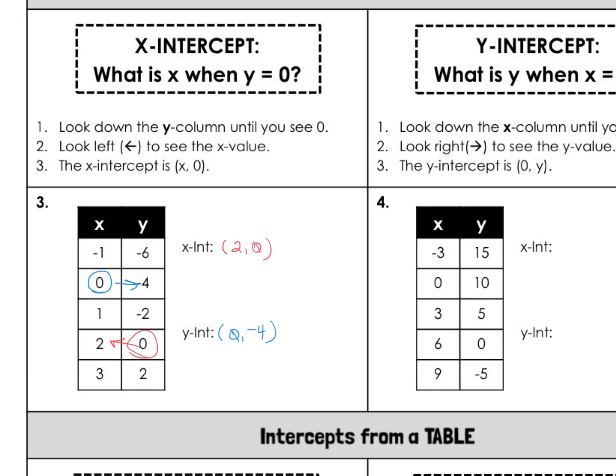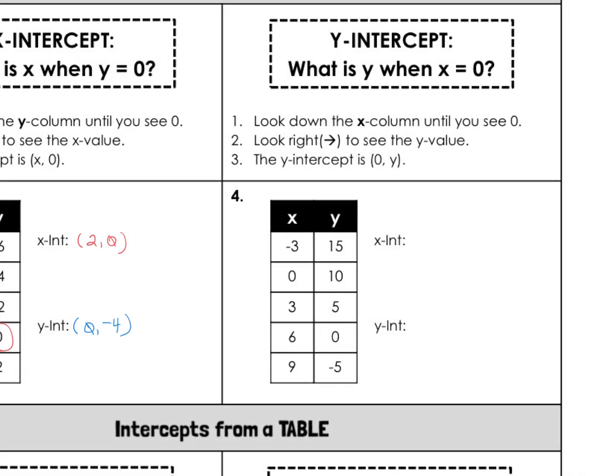Let's try another one. For your x-intercept, you look down the y column until you find the 0, and that is your x-intercept. So your x-intercept is (6, 0). Then you look down your x column and find where x is 0, and that is your y-intercept. And your y-intercept is (0, 10).